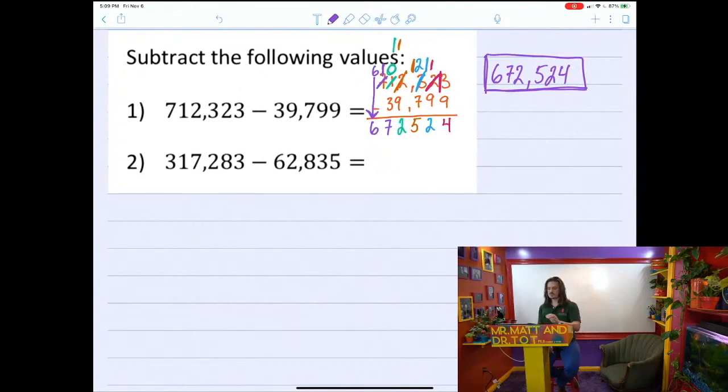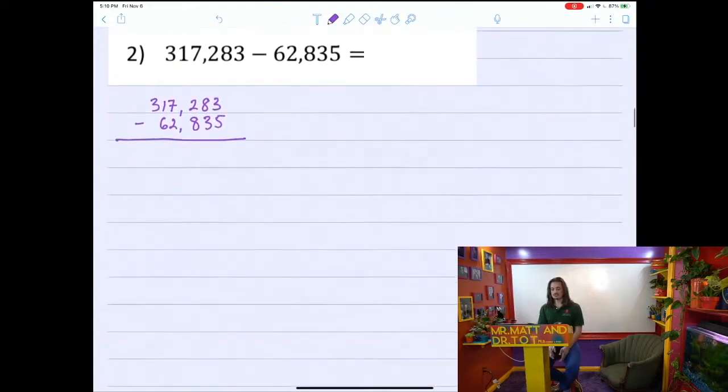Okay, so number 2 says 317,283 minus 62,835. So I'm first going to just write them in a vertical orientation, and now I'm going to go digit by digit, and if I need to regroup, then I'm going to do so.